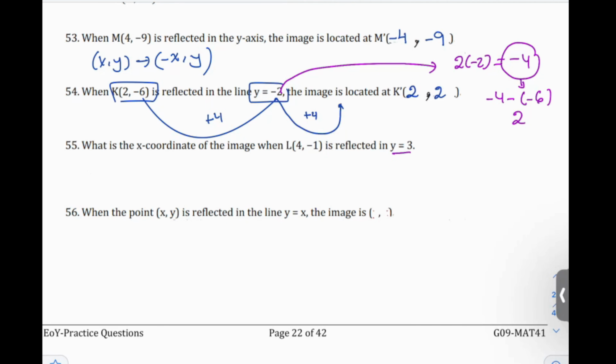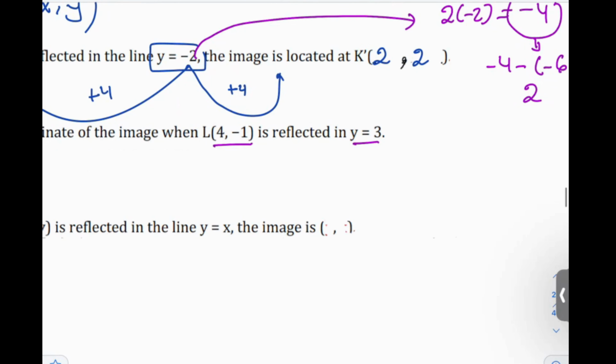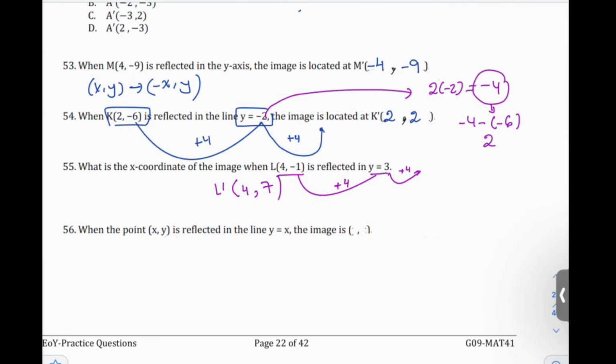Here we have reflection of the point (4, -1) across y equals 3. Y equals 3 means L prime will have the same x. What happened from -1 to 3? You are adding 4. So you add 4 here. So it will be 7. But he is not asking you about the point. He wants only the x coordinate. So no need to do all that. I'm just doing a practice for you. The x coordinate will stay the same. So x equals 4. No need to do anything.